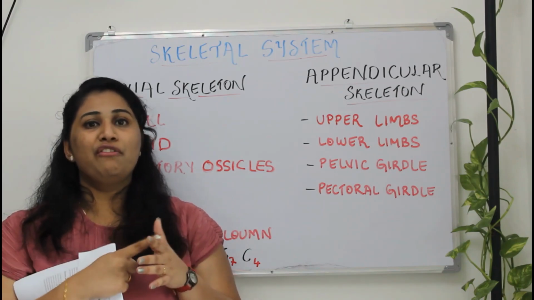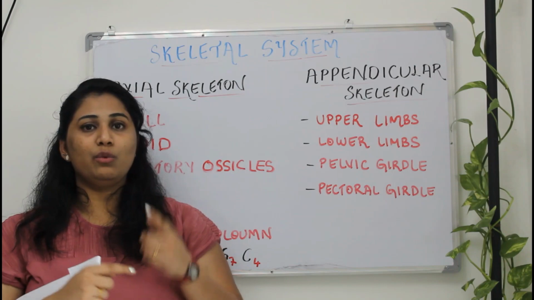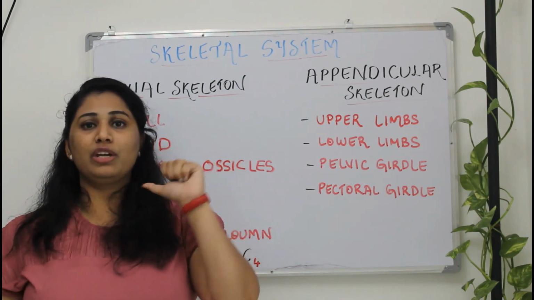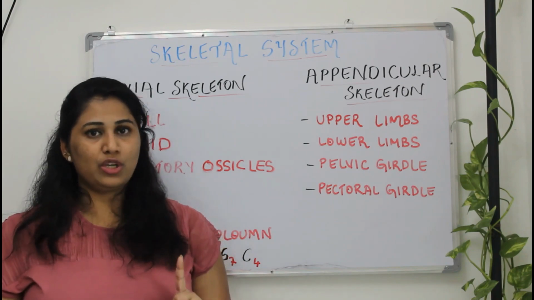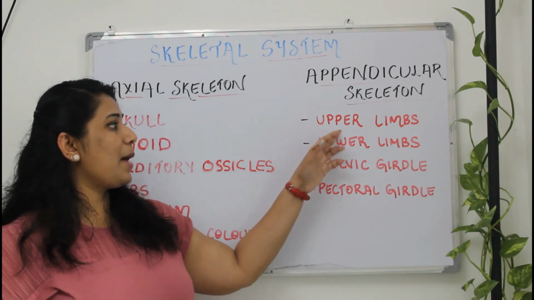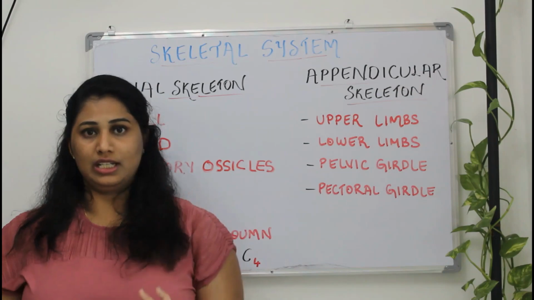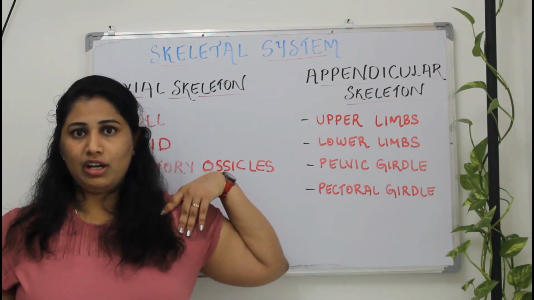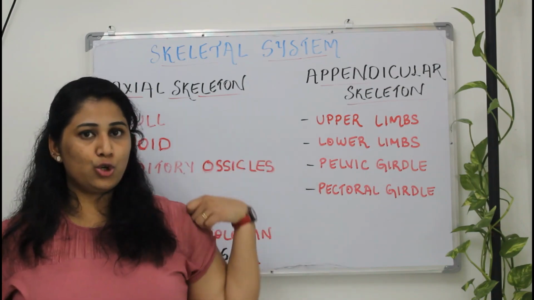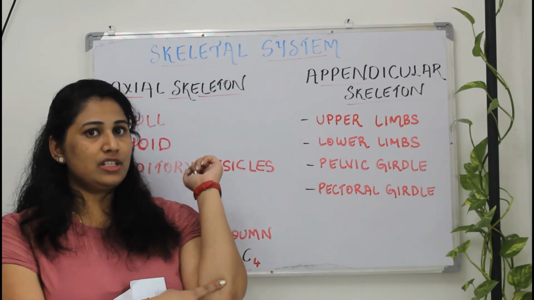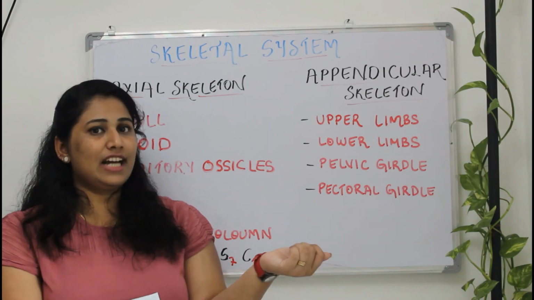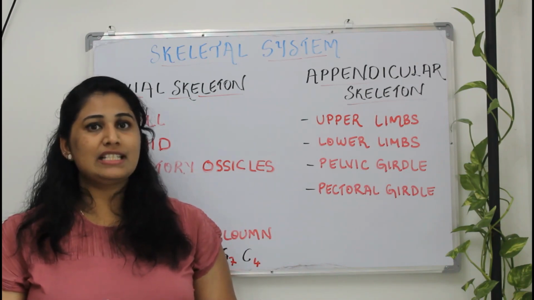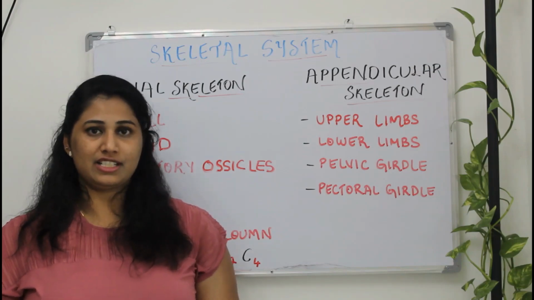Phalanges are in our fingers. On each finger we have 3 phalanges, 1, 2 and 3. But on the thumb we have only 2 phalanges. So this is the upper limb and the pectoral girdle. It goes: clavicle, scapula, shoulder joint, then humerus, then elbow joint, then radius and ulna, wrist joint, then carpals, metacarpals and phalanges.